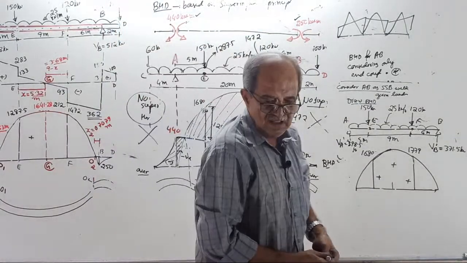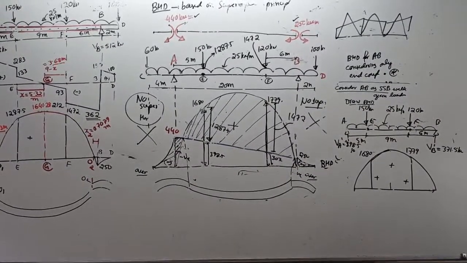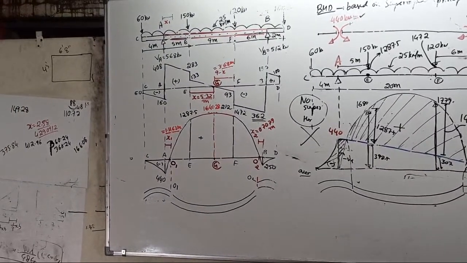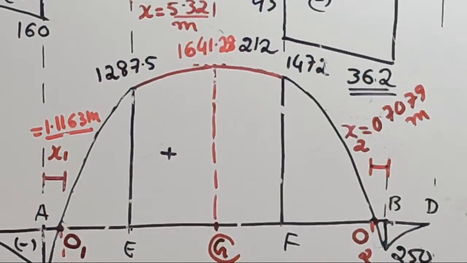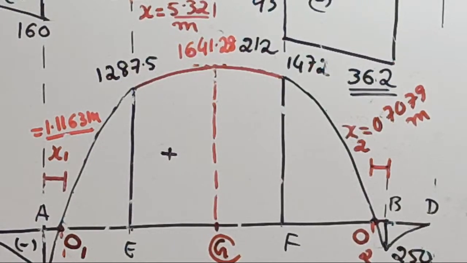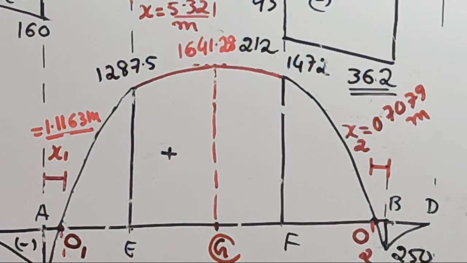Correct? One minute. I have still not removed the old diagram. Why? For this reason only. See the old diagram. Tell me, is the same answer there, when there was no superimposing? Are the same values, 1287.5 and 1472, still there? I have not removed it for this purpose only. Therefore, is there any mistake in the superimposing principle I told, or is it perfectly correct? If mistakes are there, how can I continue my class?